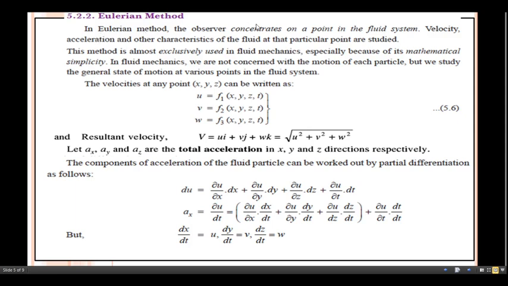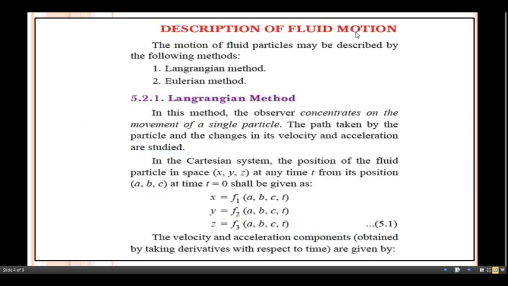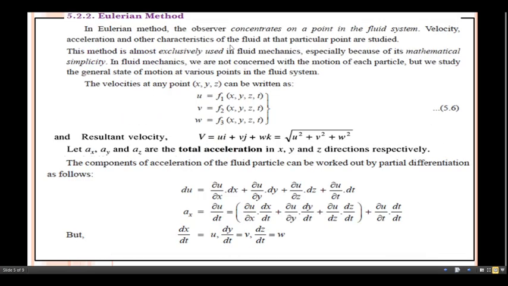Now let us move towards the next method. In the Eulerian method, the observer concentrates on a point in the fluid system. This is the basic difference between the Lagrangian method and the Eulerian method. Here the observer concentrates on a point in a fluid system, and in the Lagrangian case the observer concentrates on the movement of a single particle. This is the basic difference.